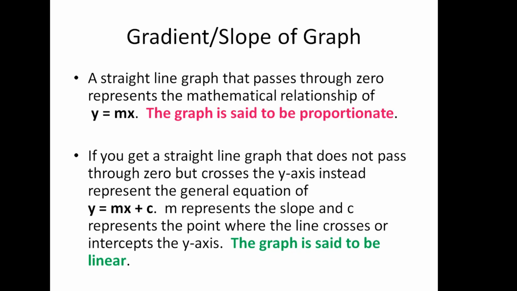If you get a straight line graph that does not pass through 0 but crosses the y-axis instead, it represents the general equation of y equals mx plus c. m here would represent the slope, and c would represent the point where the line crosses or intercepts the y-axis. And then this graph is said to be, quite frankly, linear. Okay?